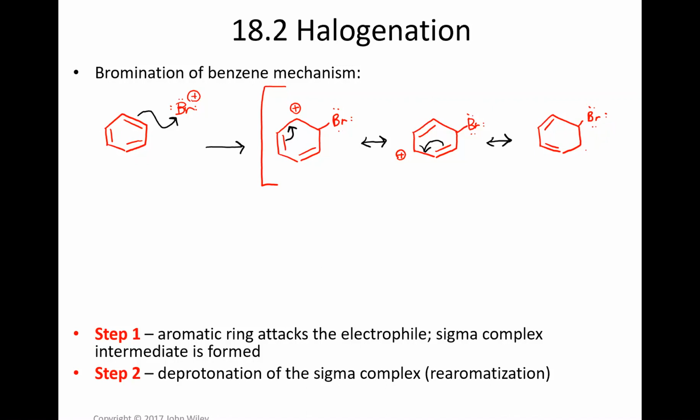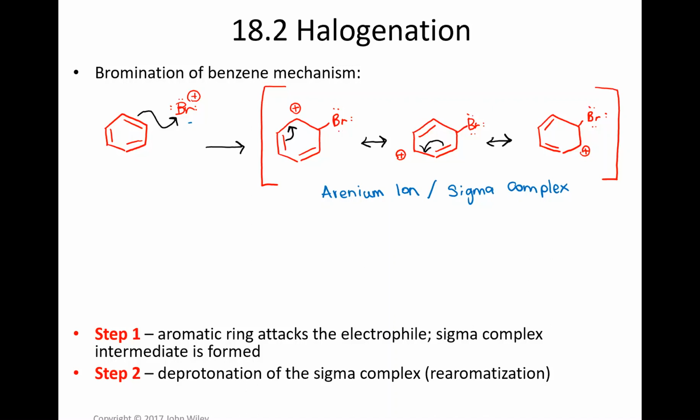Okay, so this intermediate has a name. Sometimes it's called the arenium ion. So it's referring to this resonance stabilized intermediate. It's also sometimes known as the sigma complex. And a similar intermediate is formed in every single electrophilic aromatic substitution. So the pattern is always the same.